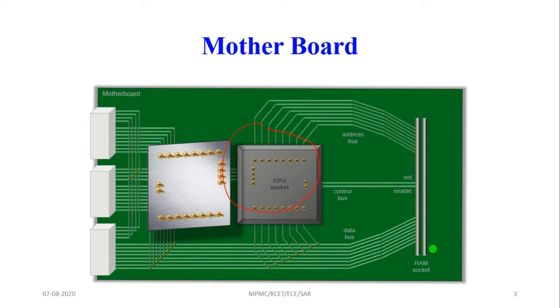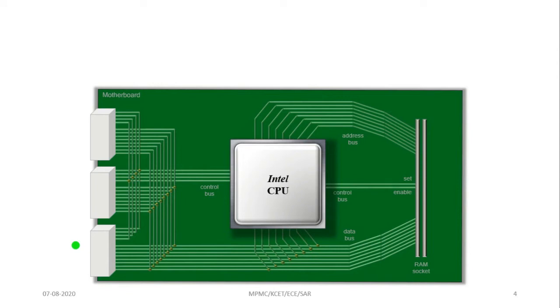This motherboard has the processor. Above the processor there is a heatsink. If you remove the heatsink, under it the microprocessor or CPU is there. Then it is connected to the RAM, the random access memory. The microprocessor is also connected to the input output devices. Your keyboard, mouse, monitor and printer can be connected to these input output interfaces. Clear? This is the Intel CPU motherboard structure.